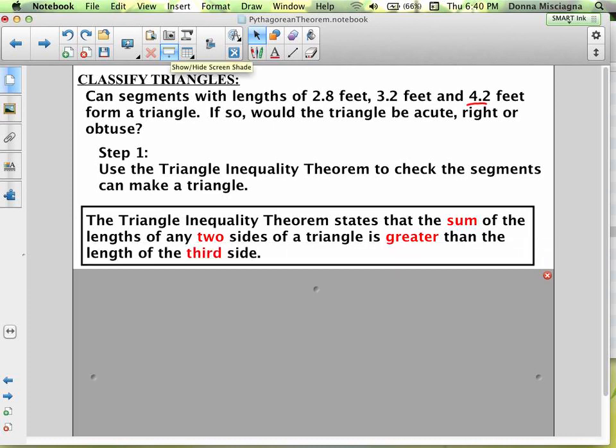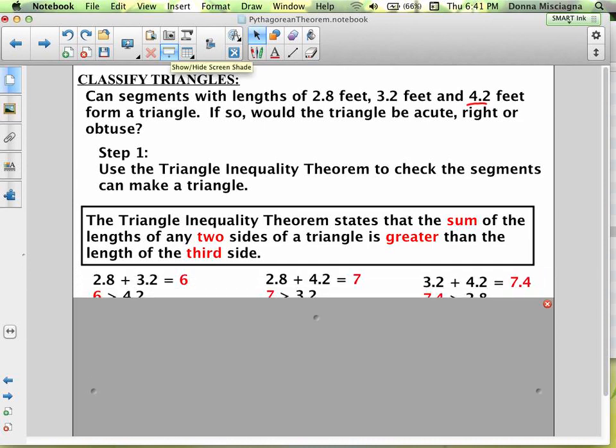Now it's called the inequality theorem because we need something to be greater than something else. Specifically, we need the sum of the two smaller sides to be greater than the larger side. If that's true, then the triangle inequality theorem will be true. So the triangle inequality theorem states that the sum of the lengths of any two sides of a triangle is greater than the length of the third side. The one that's going to mess it up is the largest side, if it could be messed up.